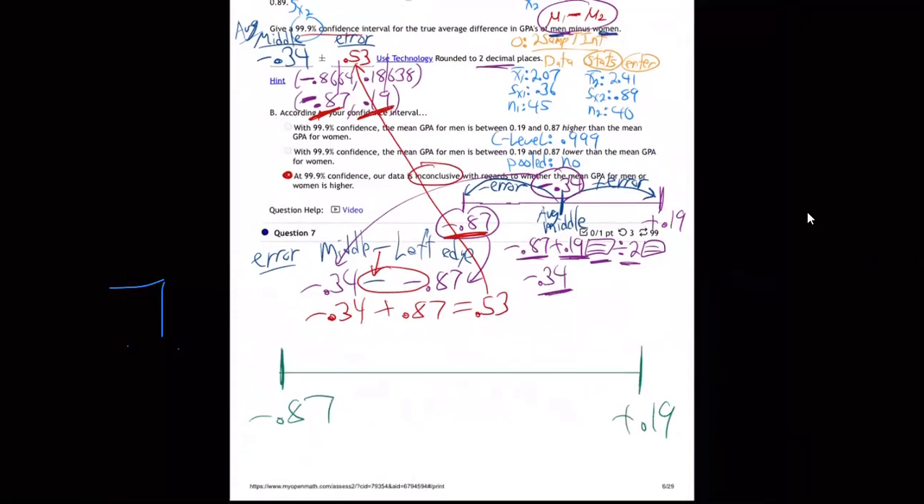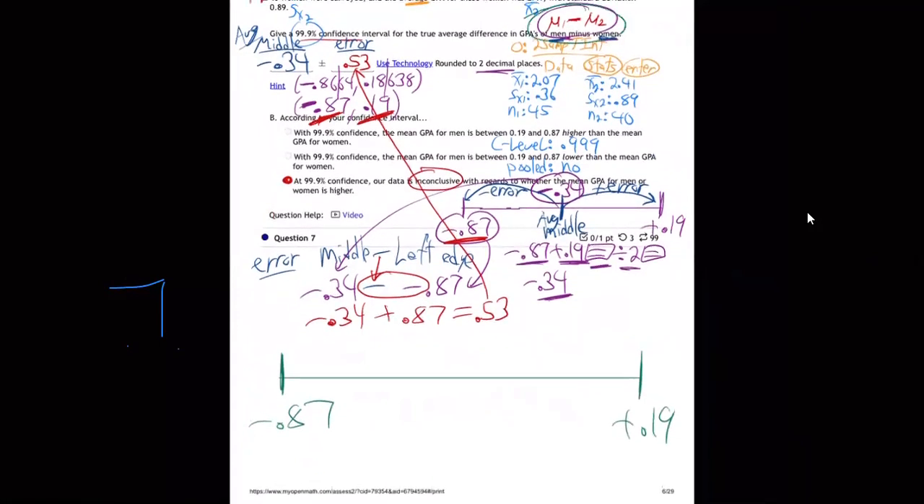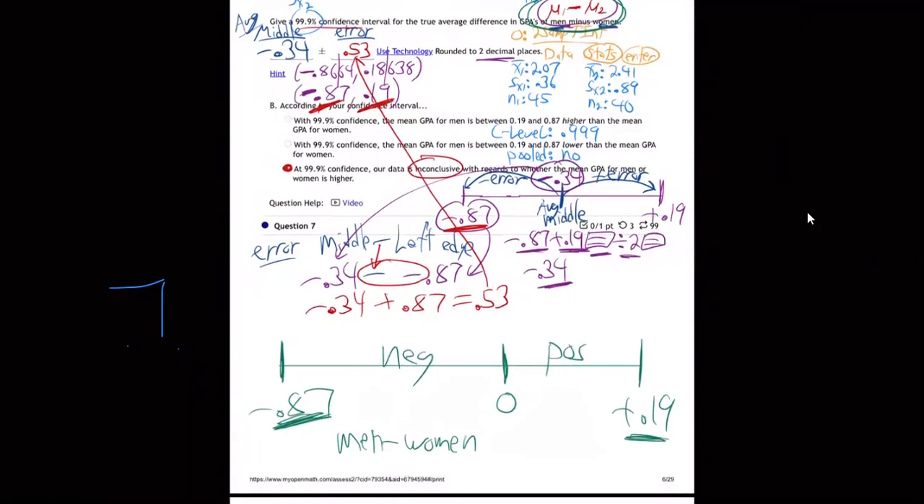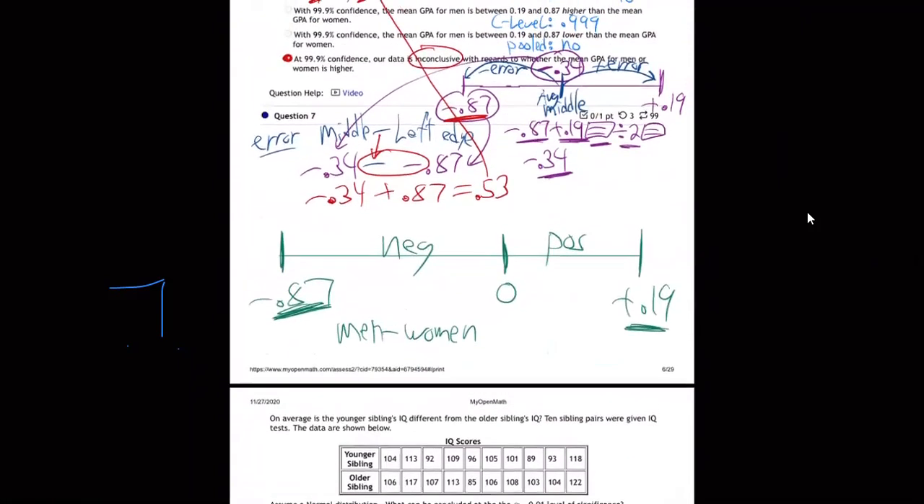So in other words, and remember what this is, it's right here. This is men minus women. So men minus women is somewhere between negative 0.87 and positive 0.19, which means it could be 0, right? It could be a negative answer or it could be a positive answer because it goes from negative territory to positive, which means we don't know, right?